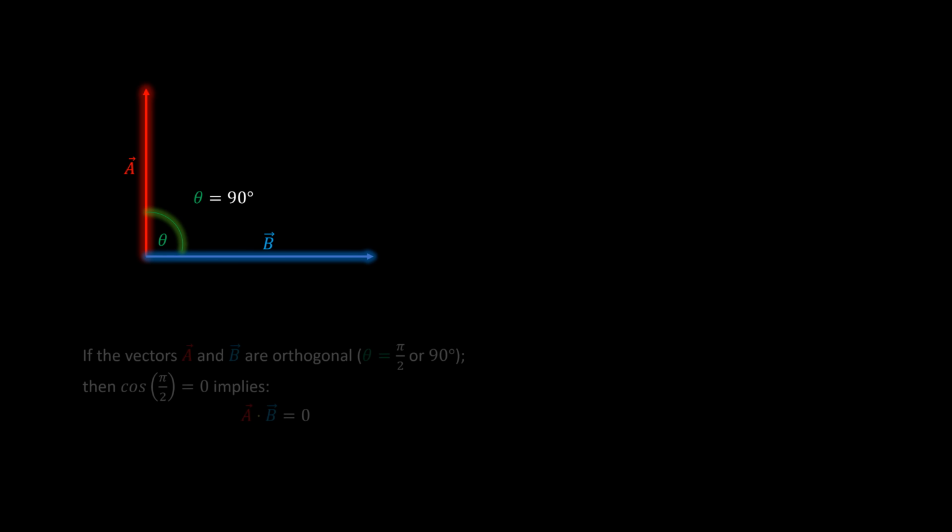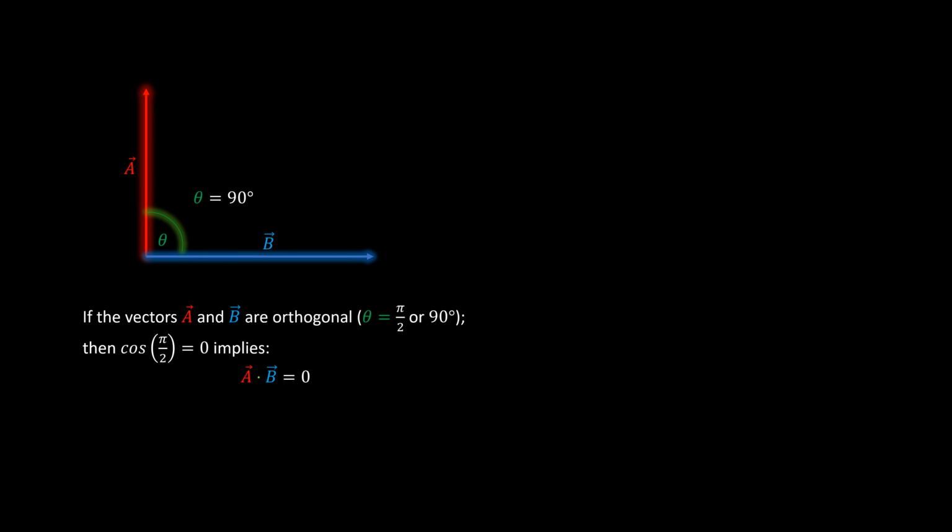If the vectors A and B are orthogonal, which means that theta is 90 degrees, then cosine theta is 0, which implies that the dot product between any two orthogonal vectors is 0.